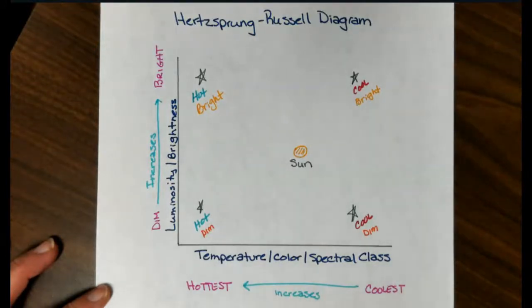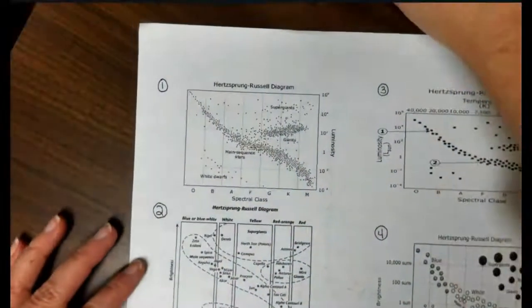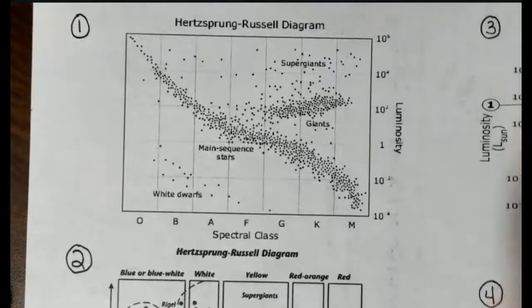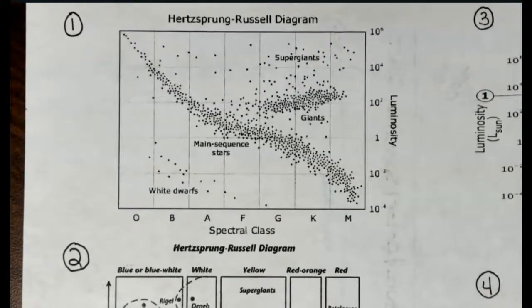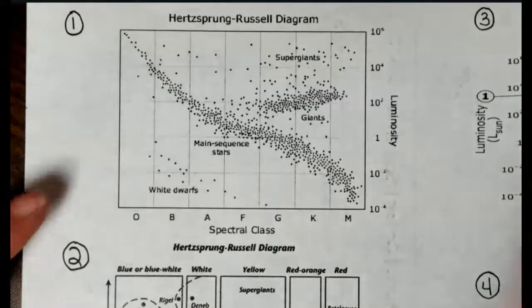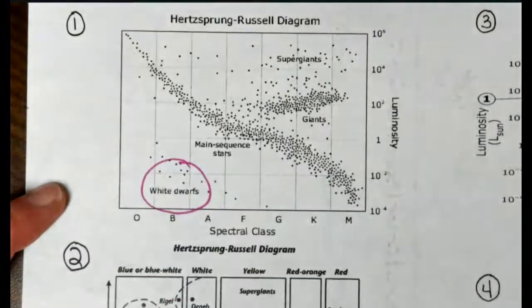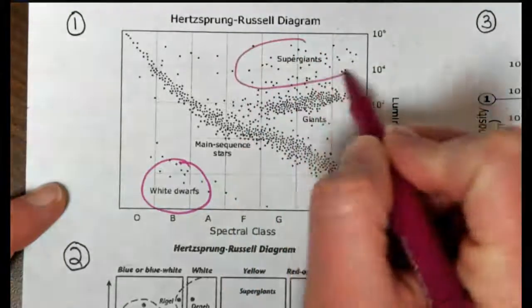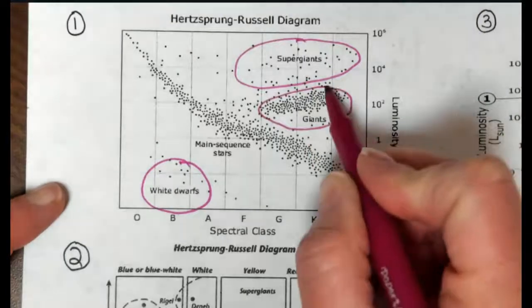Now, another thing that scientists look at are the groupings. Let's take a look at other diagrams. All right, so let's take a look at this first diagram. On this HR diagram, you notice that they have labeled some regions. Down here at the bottom, we have some white dwarfs. Up here, you're going to have your supergiants, and then you have a large scattering of giants.